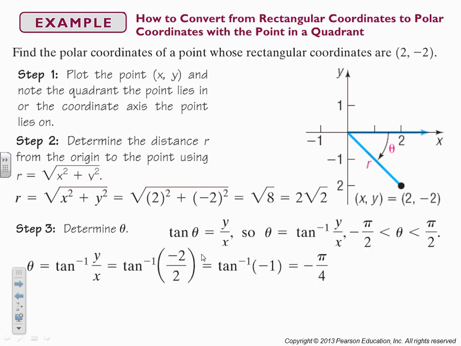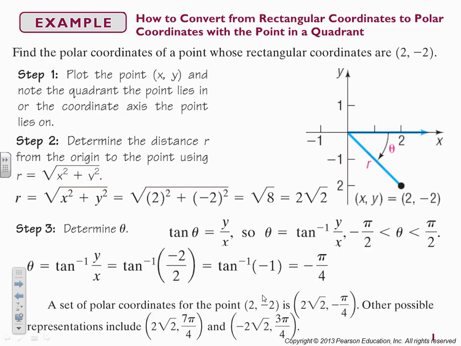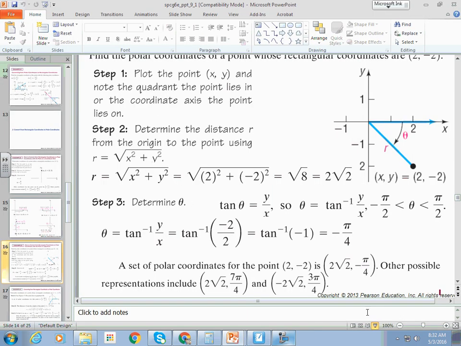So we get inverse tangent of negative 2 over 2, or inverse tangent of negative 1, and we get negative pi over 4. Now we're going to take a moment and go ahead and do this in your calculator to make sure you have your settings correct.